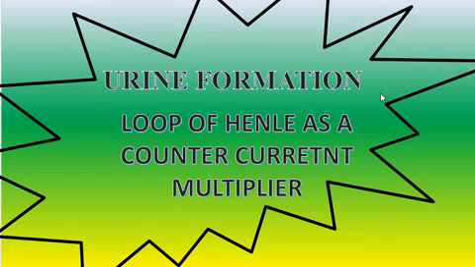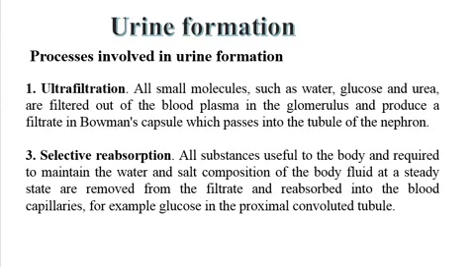In our lesson today, we are going to discuss urine formation, and we shall also look at how the loop of Henle has a countercurrent multiplier. Urine is formed by mainly three processes. One is known as ultrafiltration.